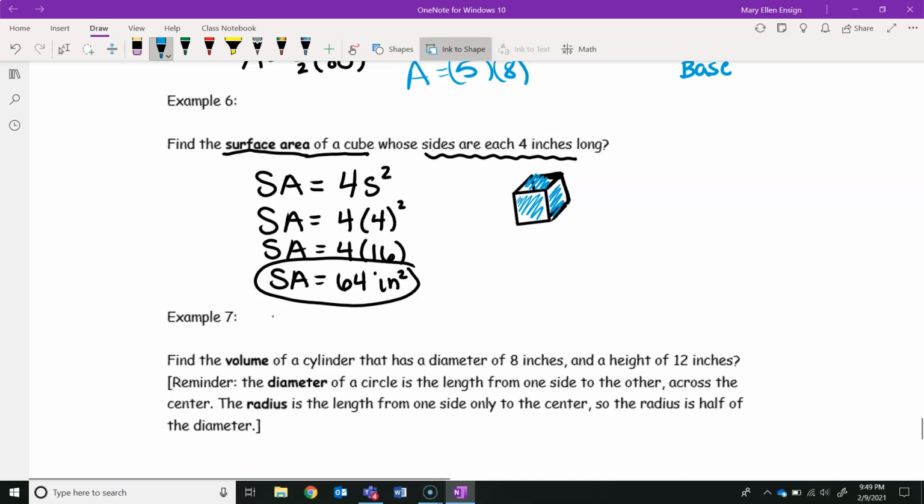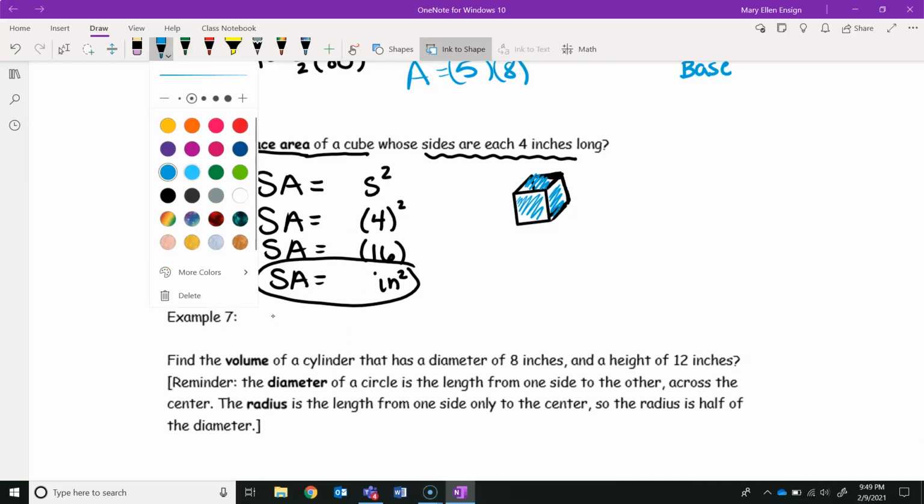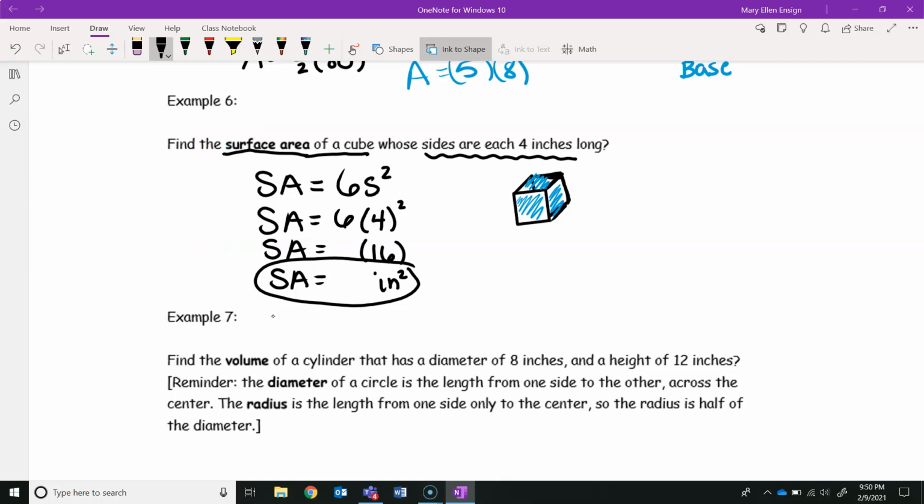So I actually have a mistake in here, so let me fix this while we are going over it. This should be 6, not 4. Sorry about that. So if you look at the formula, you will see 6s squared. Okay, why is that?